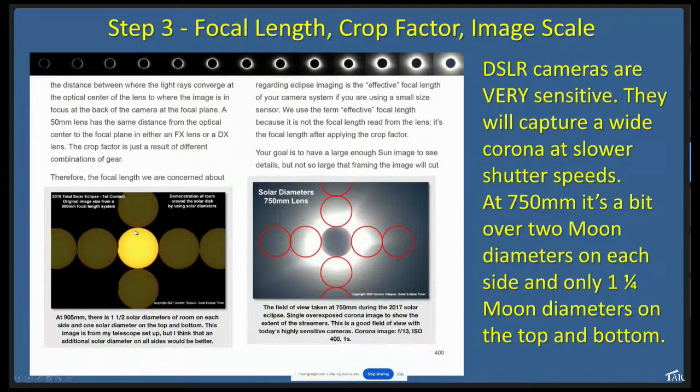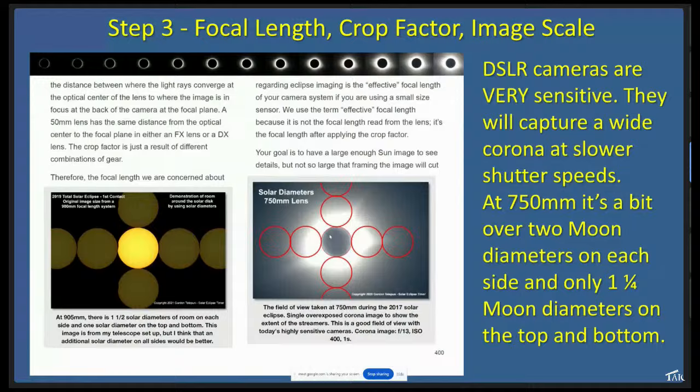You can count solar diameters to the sides and on the top and the bottom of your images. This is 905 millimeters. So you see I have about 1.5 solar diameters on each side and almost one on the top and the bottom. This is 750 millimeters. And you see now I have about 2.25 solar diameters on each side and about 1.5 on top. To image the sun with the new sensors we have nowadays, you want to have this room or even a little bit more. So again, 600 to 800 millimeters is what you're aiming for.